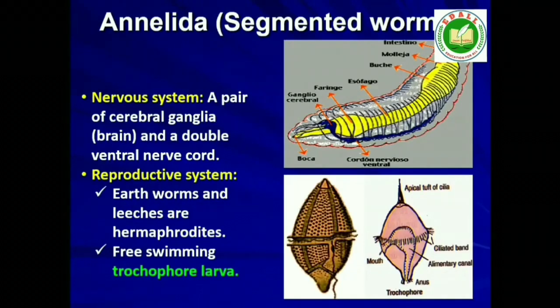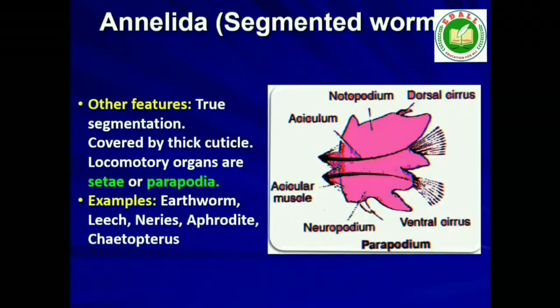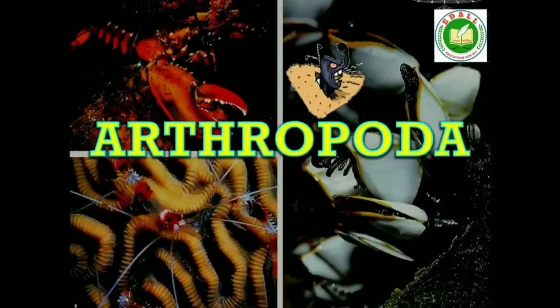Neural system consists of paired ganglia, singular ganglion, connected by lateral nerves to a double ventral nerve cord. Nereis, an aquatic form, is dioecious, but earthworms and leeches are monoecious. Reproduction is sexual. Examples: Nereis, Pheretima, also called earthworm, and Hirudinaria, also called blood-sucking leech.